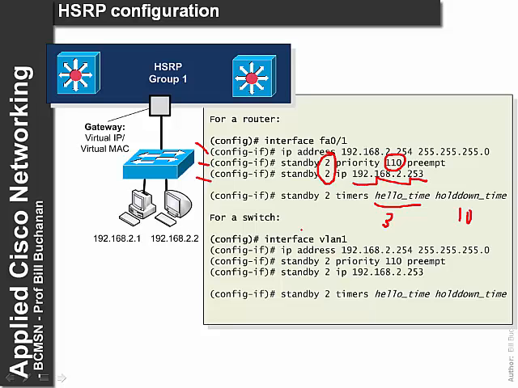Same thing happens on our switch, but we create it typically for each VLAN. We create its primary IP address, its group number, its priority, and then what its secondary address will be, followed by the hello time and the hold down time.